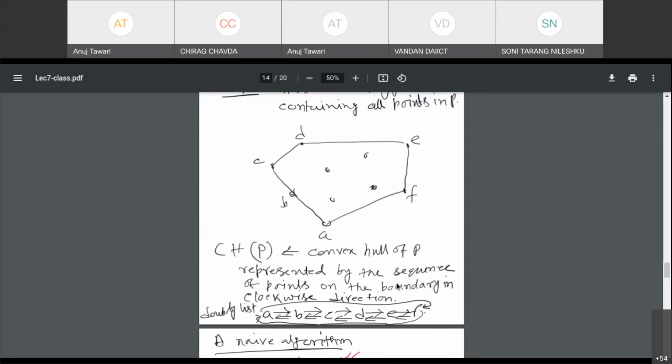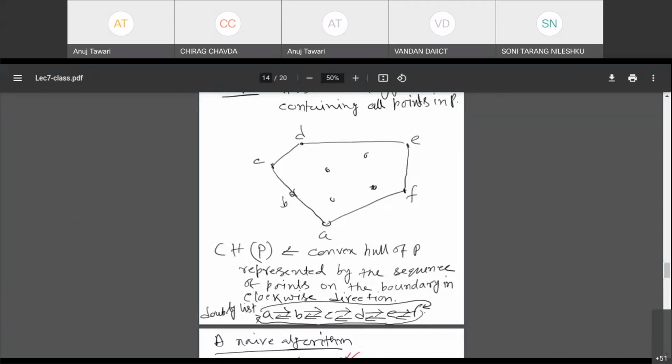Sir, the edges are represented by the links, right, sir? Yeah, that's it. You can't store each and every point on this line segment, and that is difficult because there are infinitely many points here. And the points are represented by a structure containing x coordinate and y coordinate, right, sir? Yes, x coordinate and y coordinate.